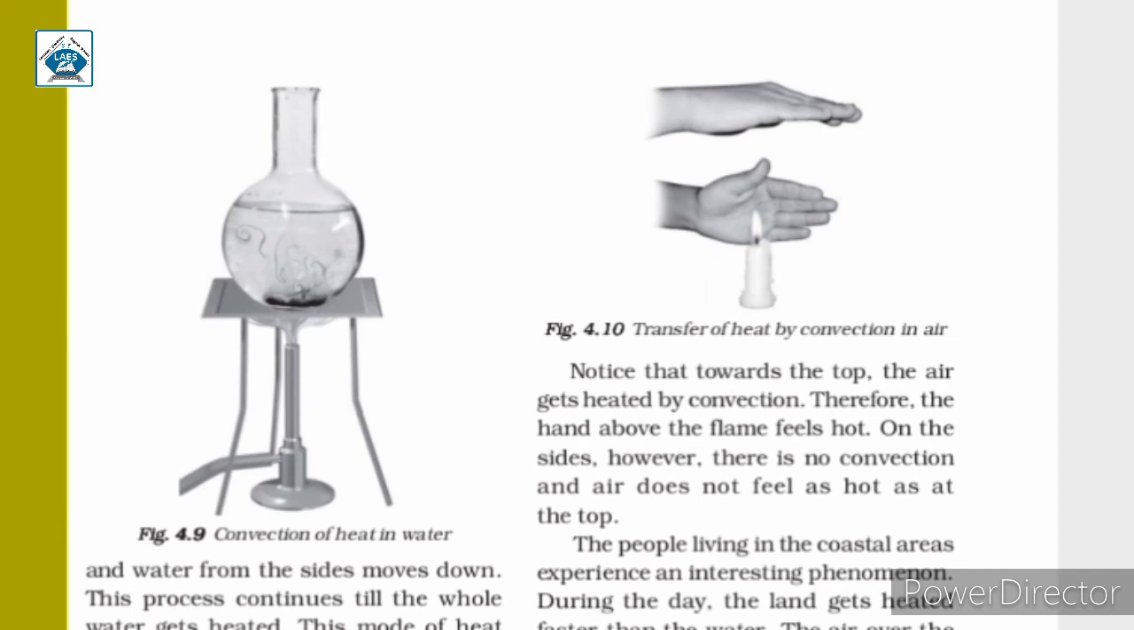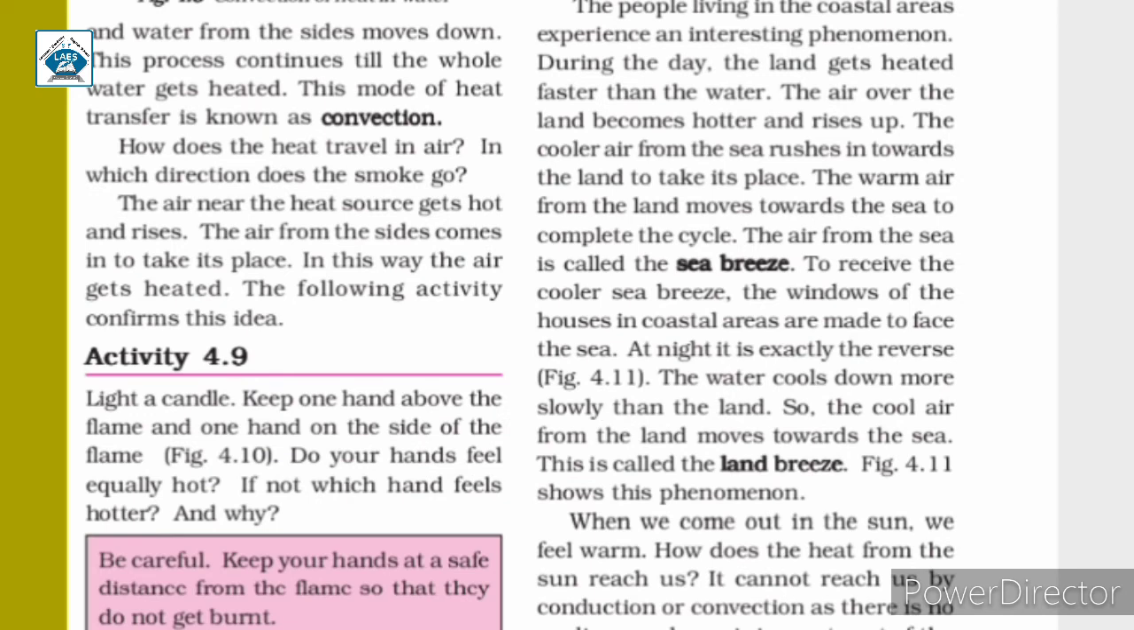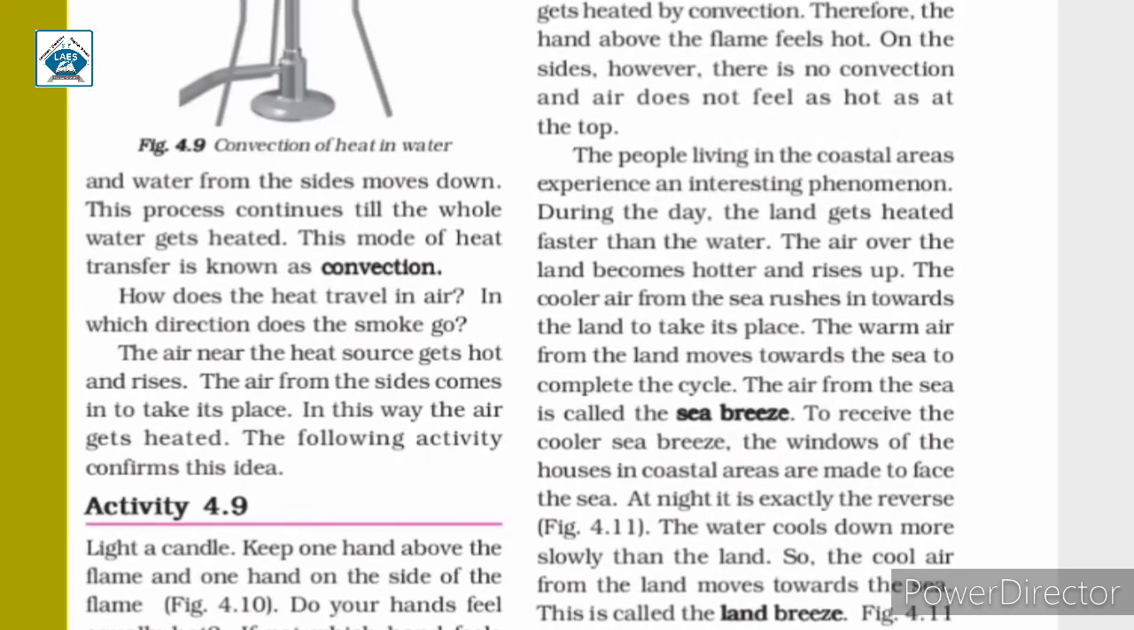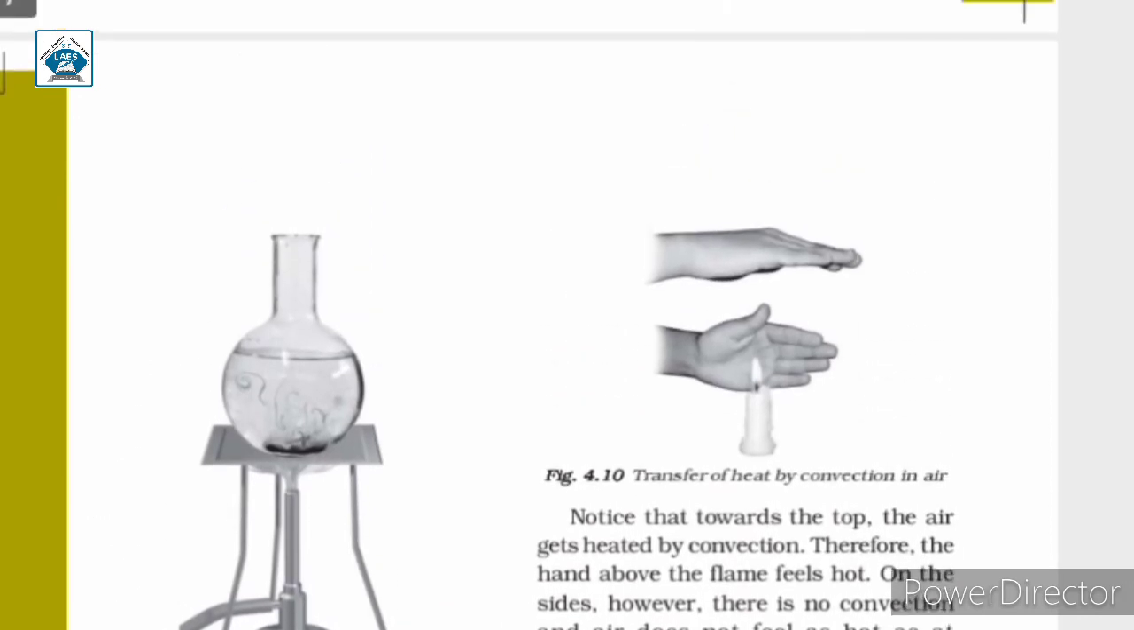Notice that towards the top the air gets heated by convection. Therefore, the hand above the flame feels hot. On the sides, however, there is no convection and air does not feel as hot as at the top. So, for performing this activity, you require a candle. After lighting the candle, keep one of your hands on top of the flame of the candle and the other hand on the side of the candle.